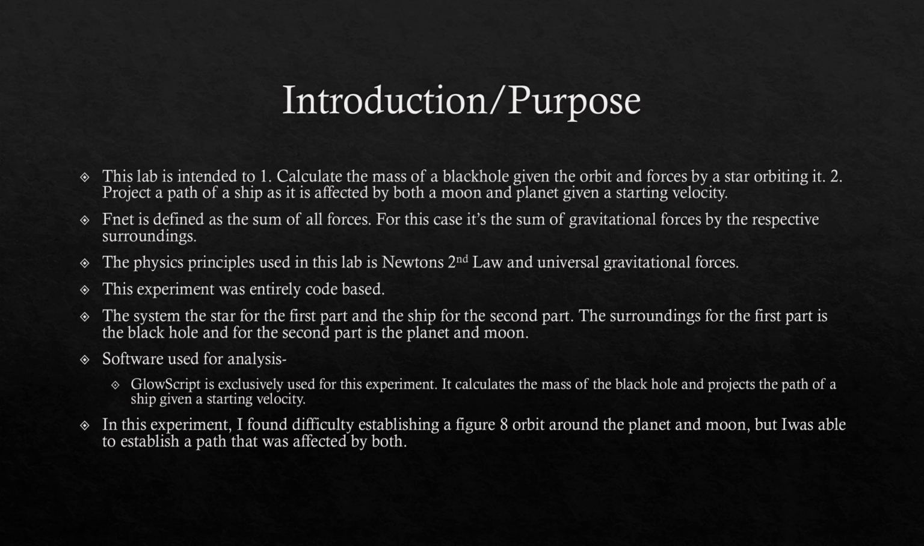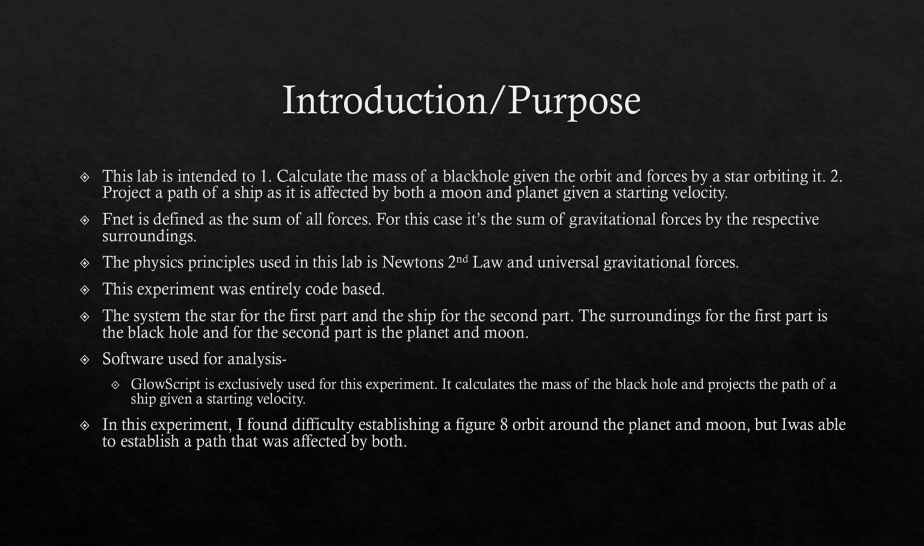Fnet is defined as the sum of all forces, and for this case is the sum of all gravitational forces by the respective surroundings. The physics principles used in this lab are Newton's second law and universal gravitational forces. The system for the first part is the star, and for the second part is the ship. The surroundings for the first part is the black hole, and for the second part is the planet and the moon. This experiment was entirely code-based, so GlowScript was exclusively used as far as software.